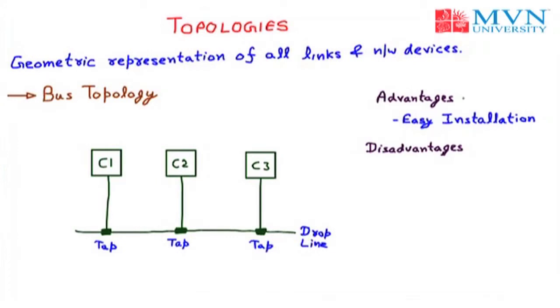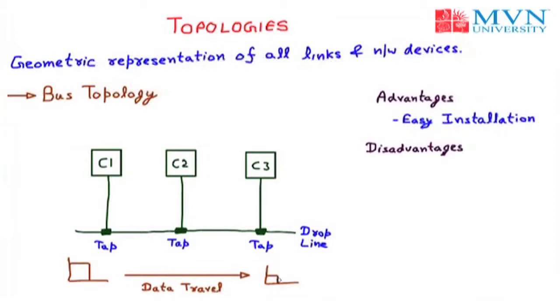For example, we have started our communication with C1 and the data is going from C1 to C3. So we have the direction of data from C1 to C3. Now for example, at C1 the signal strength is very high, but whenever the same data comes to C3, the signal strength is very low. Because the drop line is the same, the signal strength will reduce as the data is traveling.